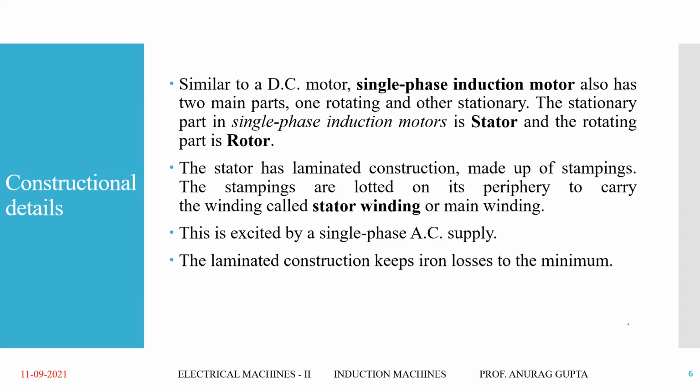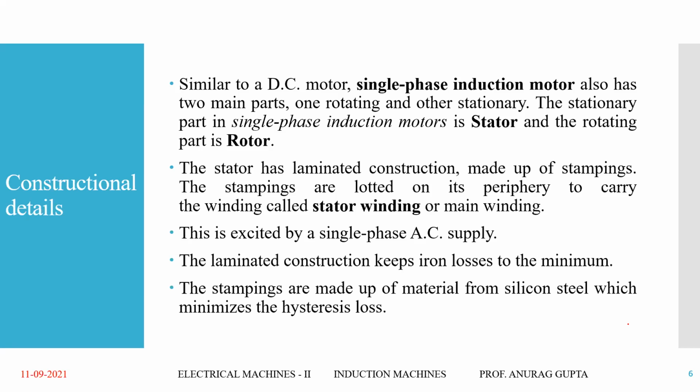If lamination is not done, of course your iron losses will be maximized. And if you are using laminated construction on the stator core, or slots, whatever you are using, it keeps iron losses minimum. Clear? So we can say to minimize iron losses, we are always using lamination. The stampings are made of silicon steel, which minimizes the hysteresis loss.